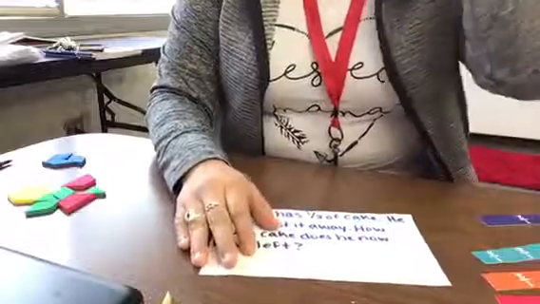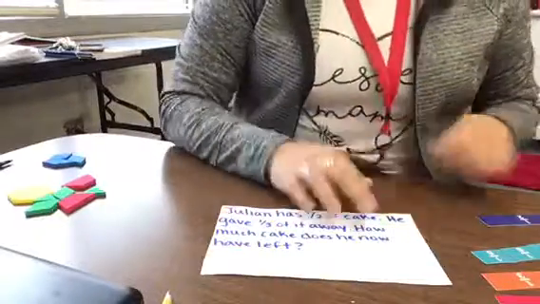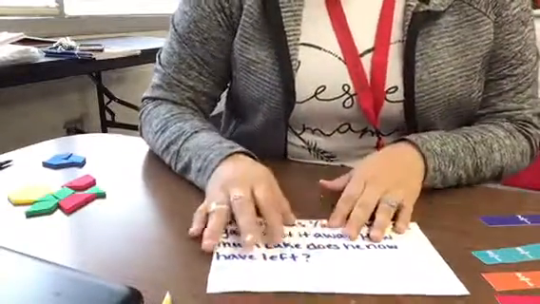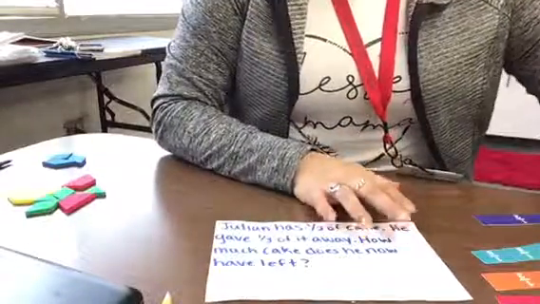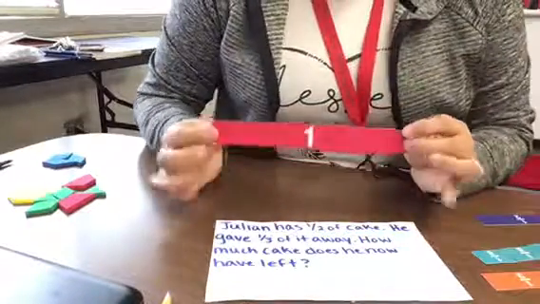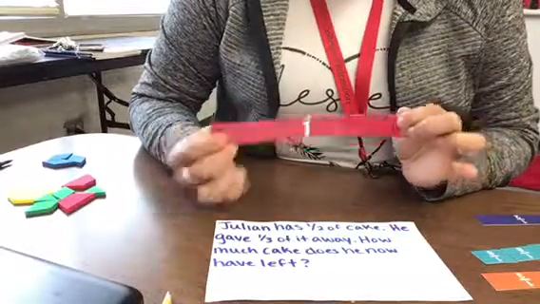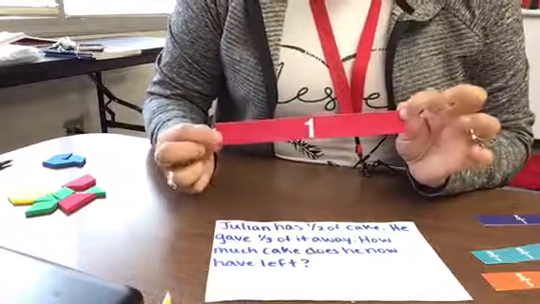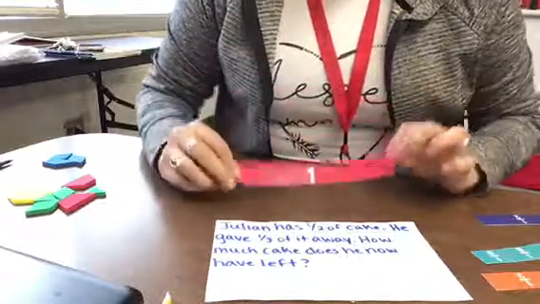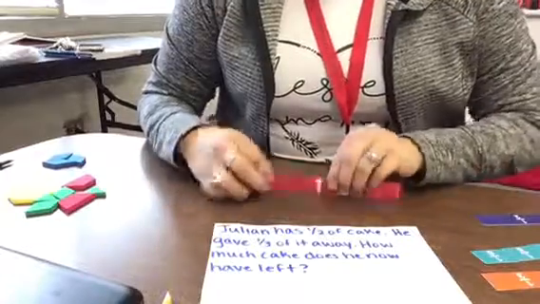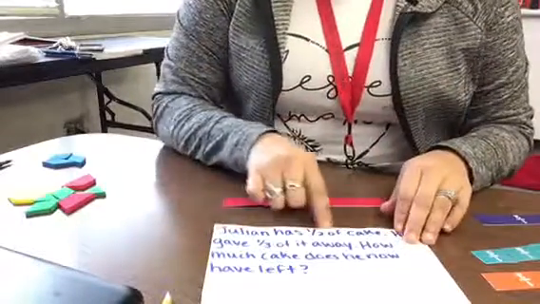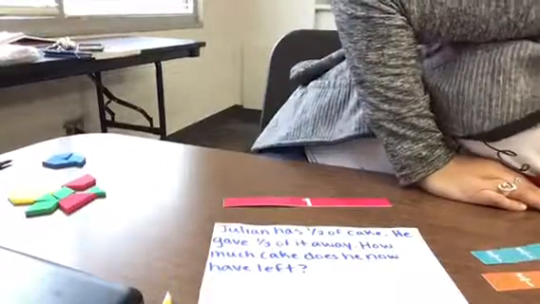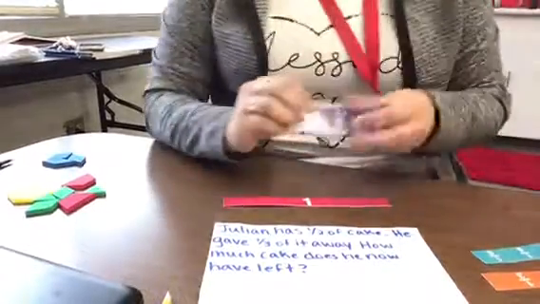We will now go to the linear model. Same problem. So first thing we do, again, find our whole. So this will be our whole. This length will be our whole. This will be our cake. So Julian has half of a cake. So we will grab our half.